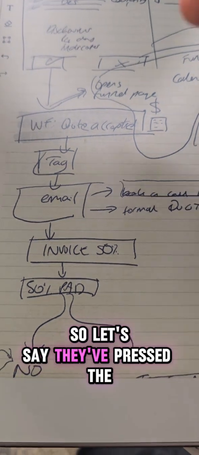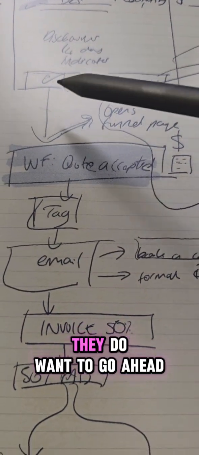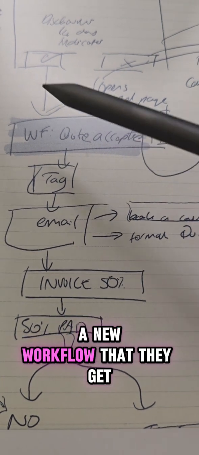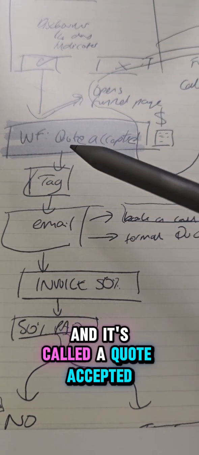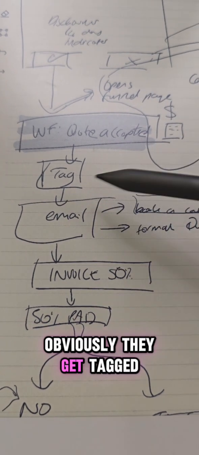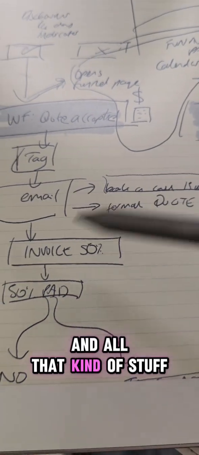So let's say they've pressed the tick button. They do want to go ahead. This now creates and triggers a new workflow that they get moved into, and it's called a quote accepted workflow. Yay! Obviously they get tagged, they get sent their emails and all that kind of stuff.